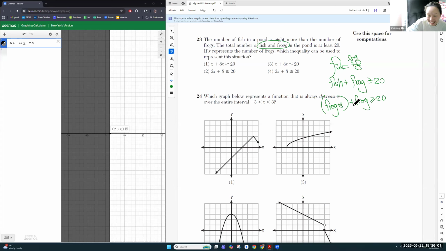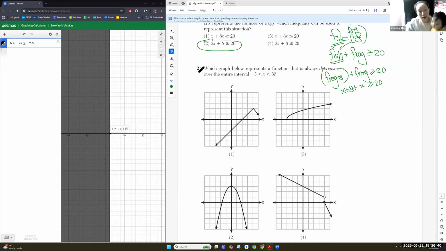Didn't we do it today? Today's lesson was substitution, remember? So fish is being replaced by this in parentheses. When that's done, frog is going to be the letter x. So I have x plus 8 plus x greater than or equal to 20. So which one's your answer? Is it number 2? Yeah, 2. Combine like terms, 2x only. There we go. 2x plus 8 greater than or equal to 20. Just like that.